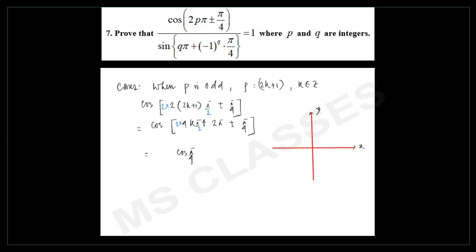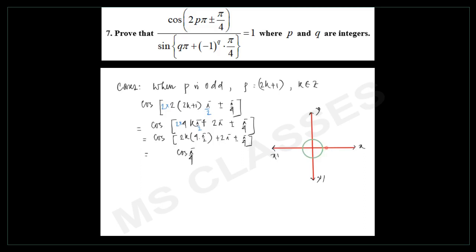x, y, x by y. Now this one, if someone simplifies, then the person will write this as 2k into 4 pi by 2 plus 2 pi plus minus pi by 4. Now 2k into 4 pi by 2. 4 pi by 2 means one complete circle. Now that complete circle has been taken how many times? 2k times. Ultimately initial line only returning plus 2 pi.